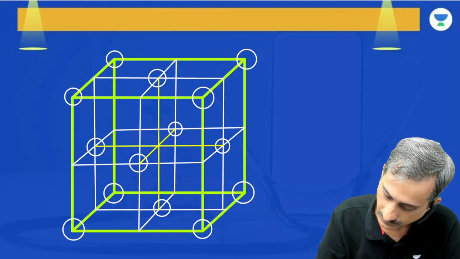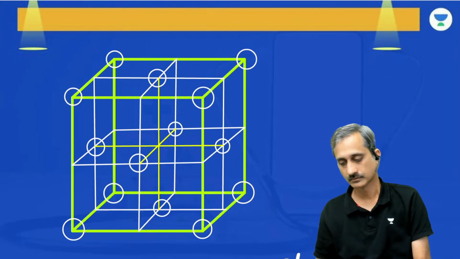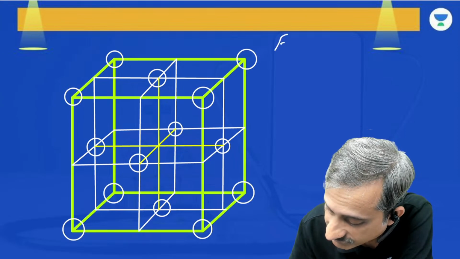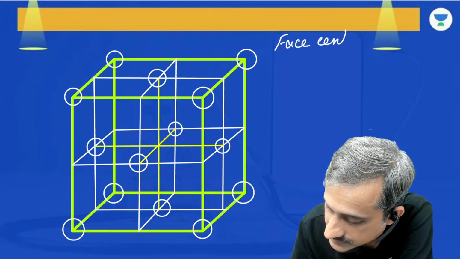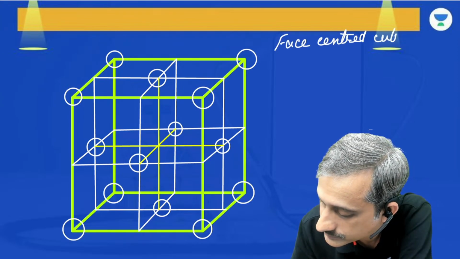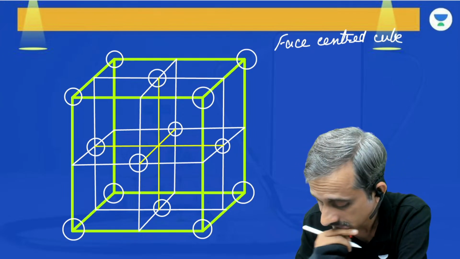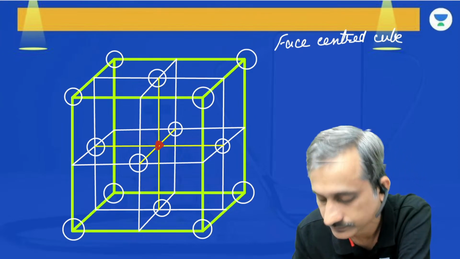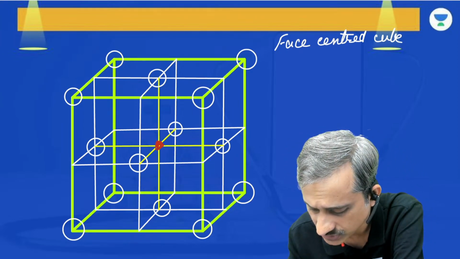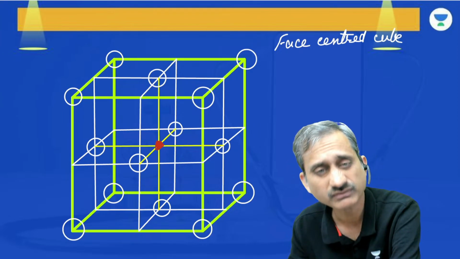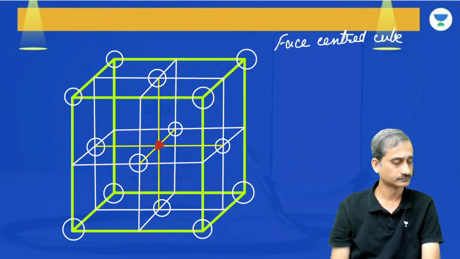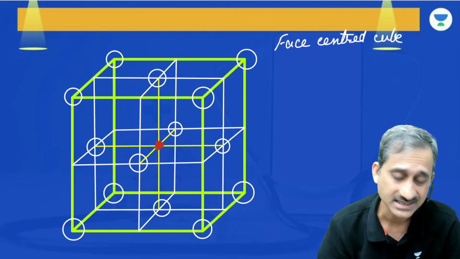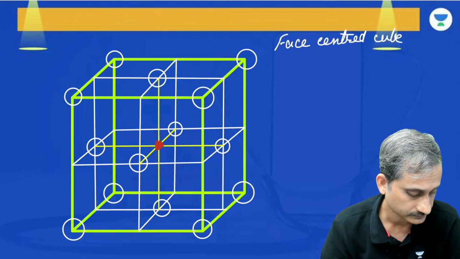Okay. Now this is a face-centered cube. Now let us say I place a particle right in the center of this face-centered cube. Can you tell me what is the coordination of the particle placed in the center of the face-centered cube? Tell me, what will be the coordination of the particle placed in the center of the face-centered cube?